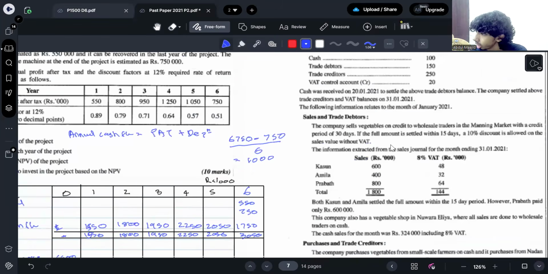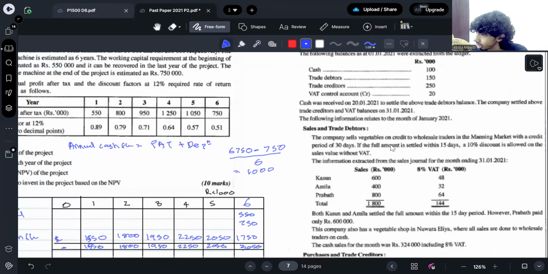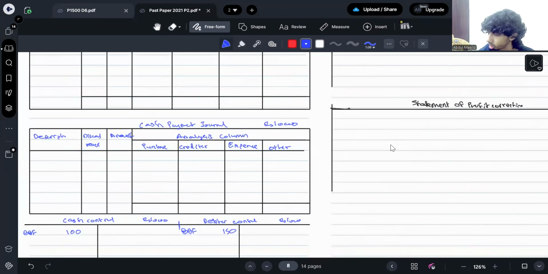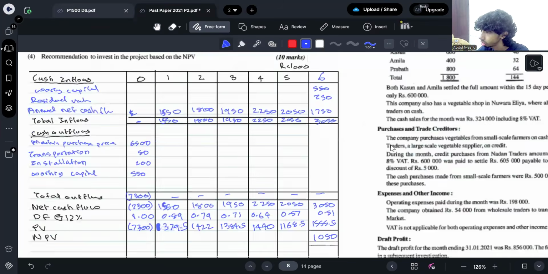And the company settled above trade creditor and VAT balance. Okay. In cash payment journal, you can say creditor 250, 250. Now we are paying the VAT to the IRD, Inland Revenue Department. You have to put it on the other column. The VAT column is only for VAT on purchase. That is 20. Okay.